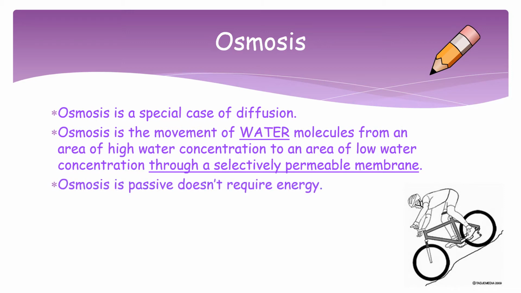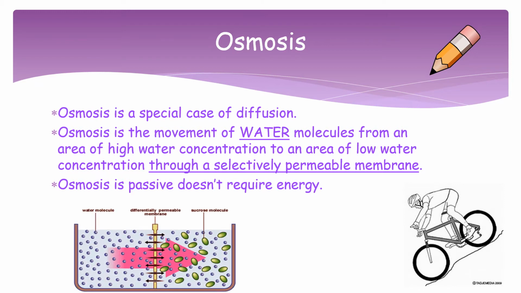So osmosis is passive and it doesn't require energy because it's like a person going down a big steep hill. They don't need to put in any energy. The wheels will just go off the bike down the hill. So it's always moving from high to low down a hill. Okay, so osmosis is the movement of water molecules from an area of high concentration to an area of low water concentration through a selectively permeable membrane.